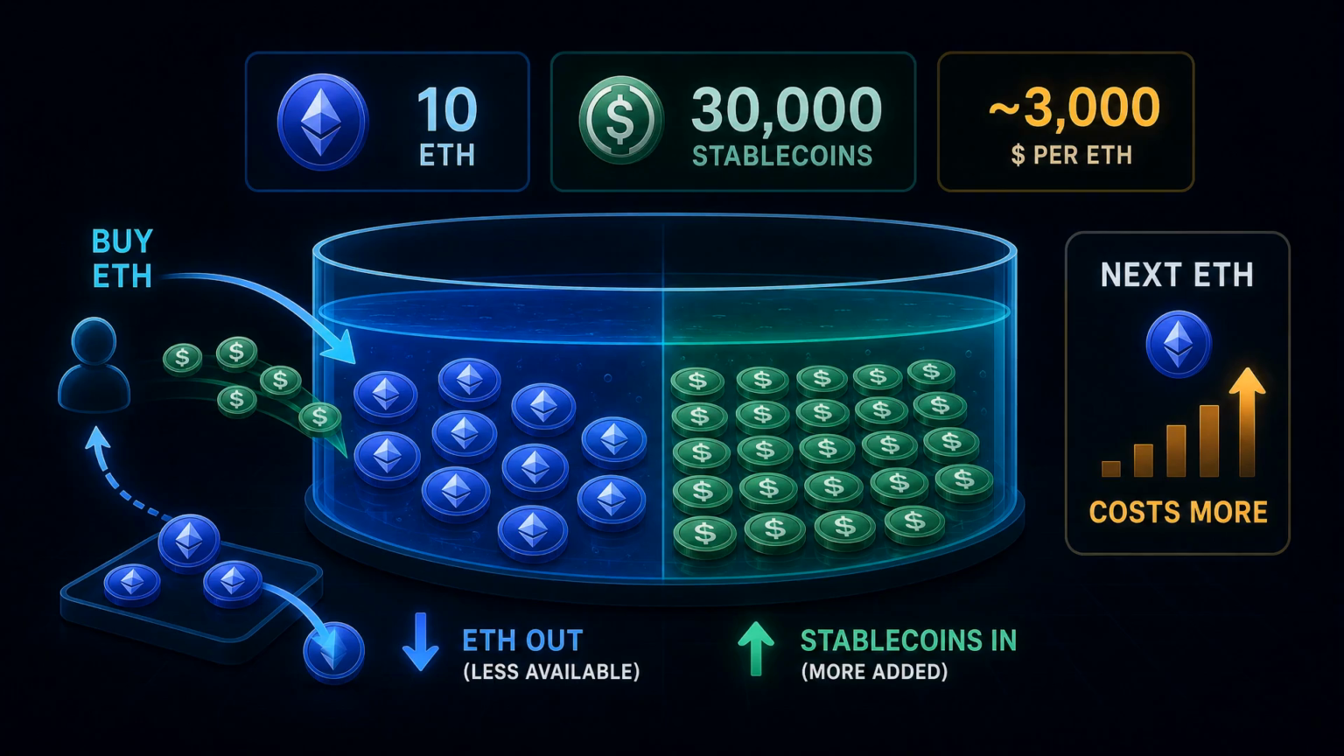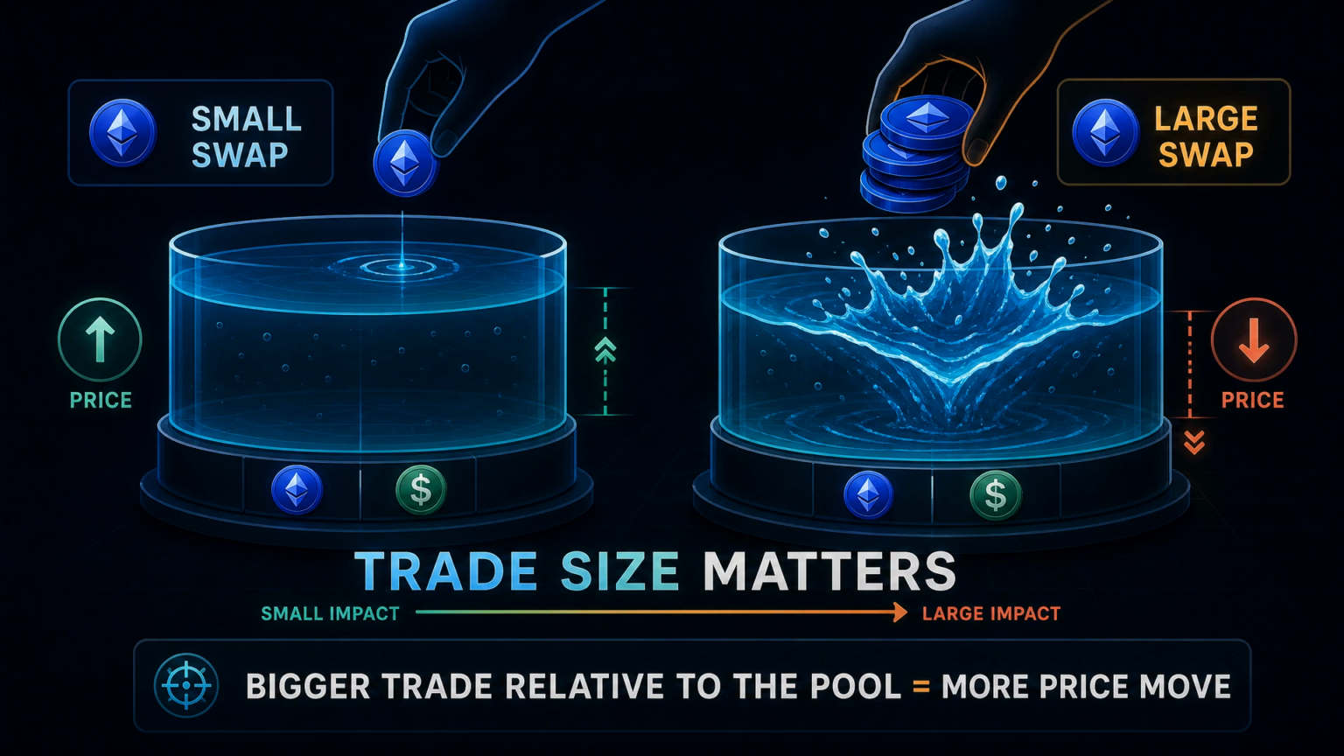Imagine a pool starts with 10 ETH and $30,000 in stablecoins. The rough pool price is $3,000 per ETH. If someone buys ETH from the pool, they add stablecoins and remove ETH. Now ETH is less available, so the next ETH costs more. This is why trade size matters.